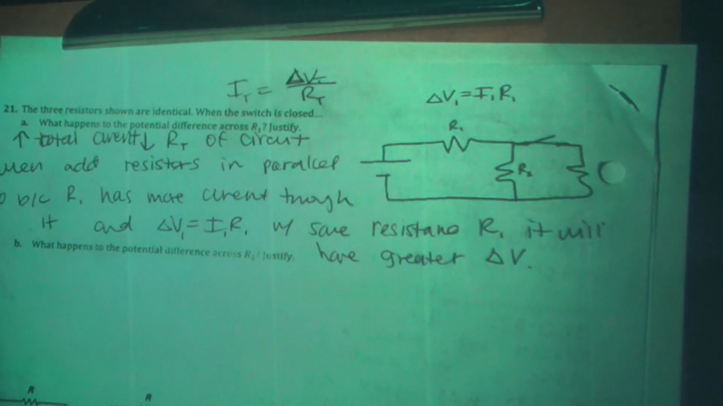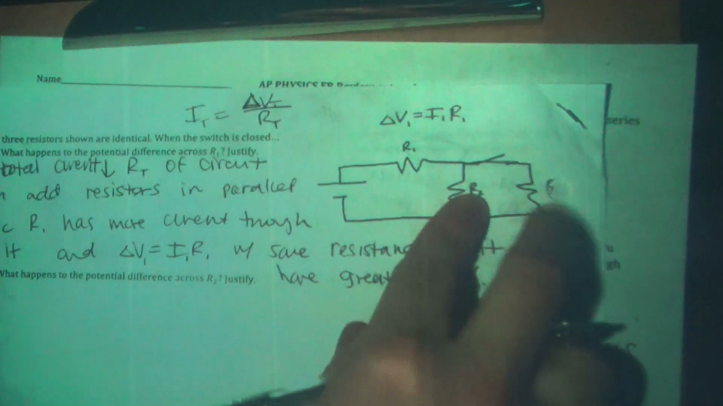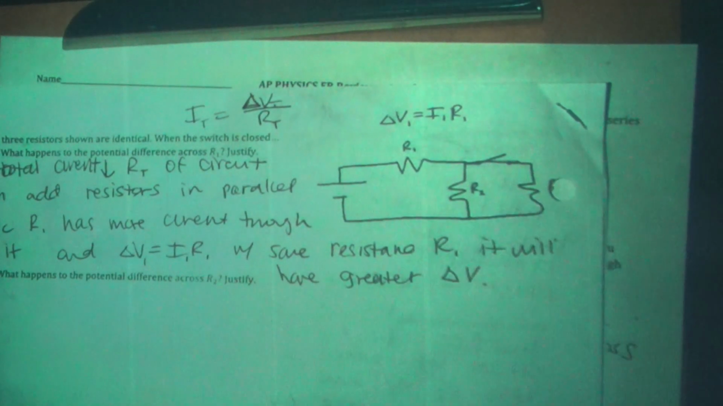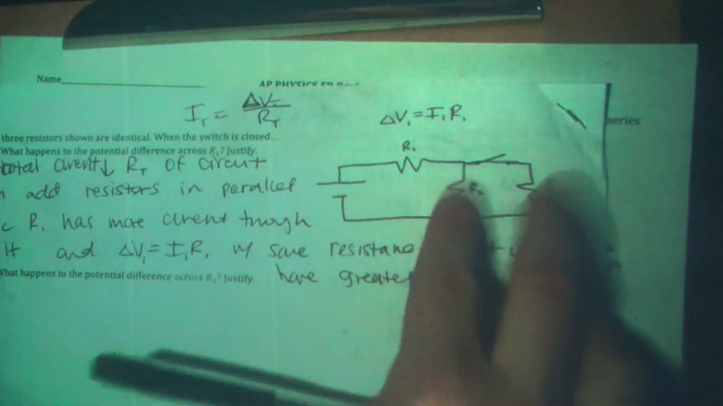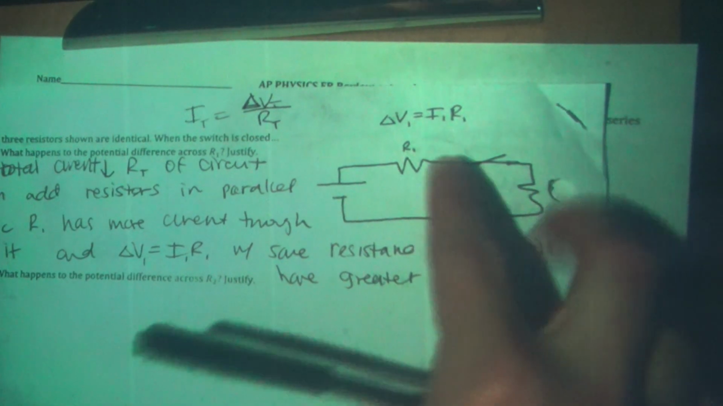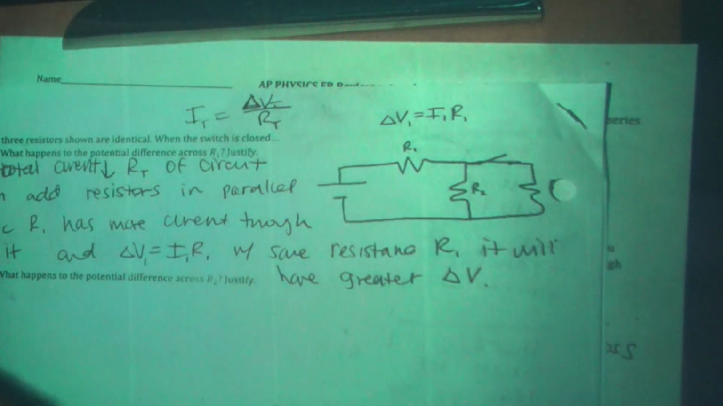What happens to the potential difference across R2? Now, it's very tempting to be like, oh, these are in parallel, it stays the same, but that's not true. These two have the same voltage. That doesn't mean it's the same voltage as before.